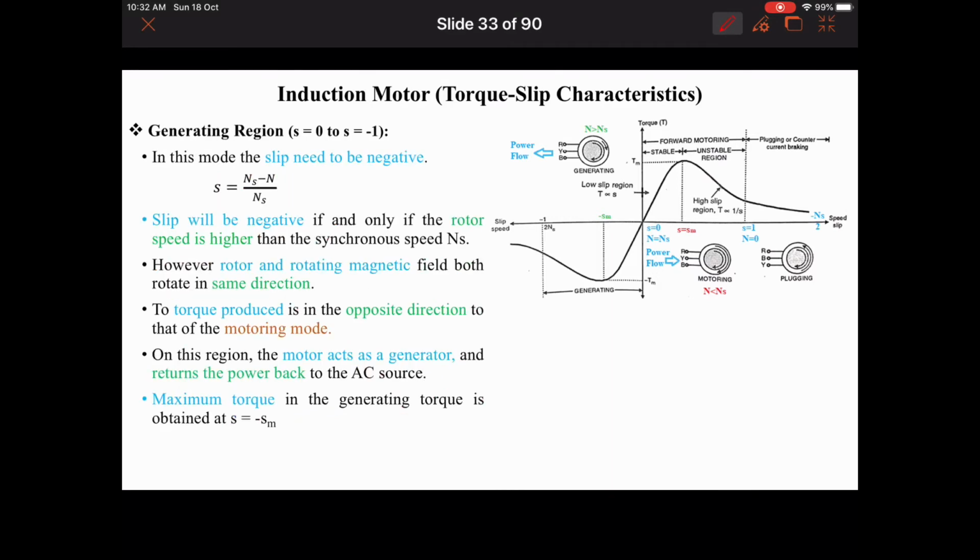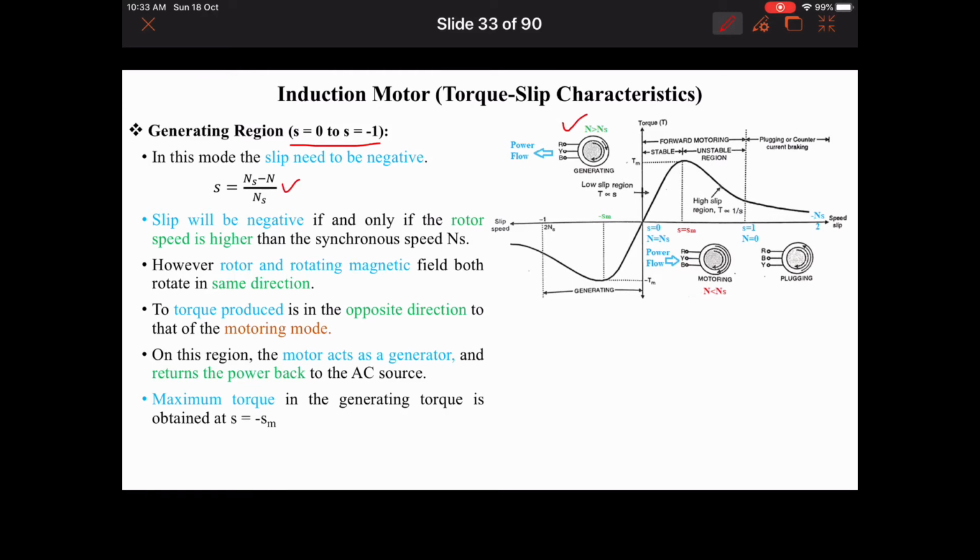Next region is the generating region. For the generating region, s is varying from 0 to -1. In this mode, the slip needs to be negative. So s is equal to ns minus n divided by ns. To make the slip negative, the value of n should be greater than ns, as shown in this picture. The slip will be negative if and only if the rotor speed is higher than the synchronous speed ns.